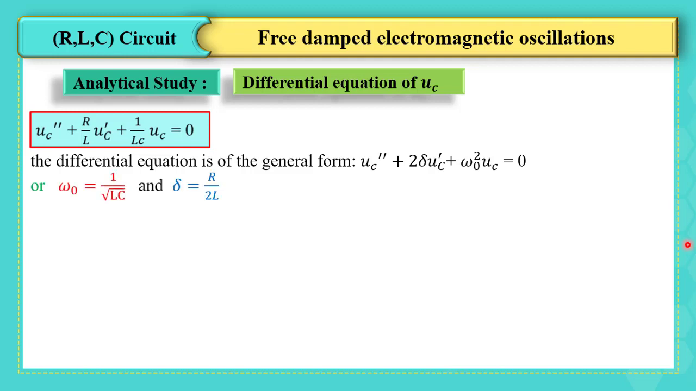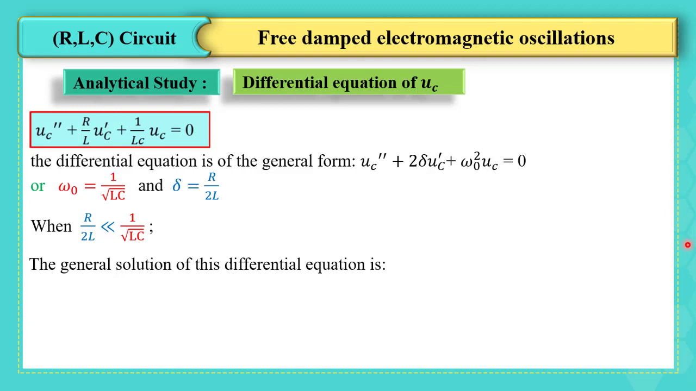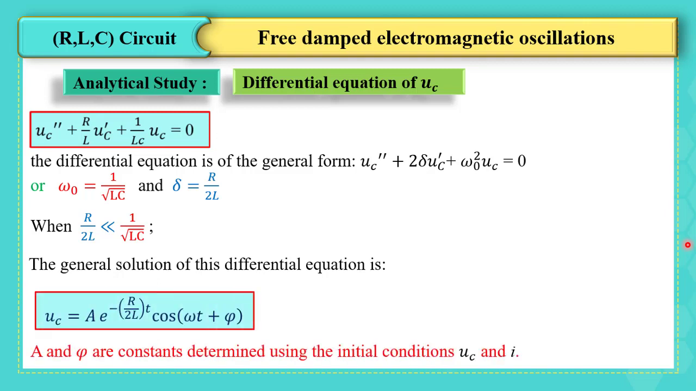What about the solution of this differential equation? When R over 2L is small compared to 1 over radical LC, the general solution of this differential equation becomes A exponential minus R over 2L t cosine or sine omega t plus phi, where A and phi are constants determined using the initial conditions of UC and I.